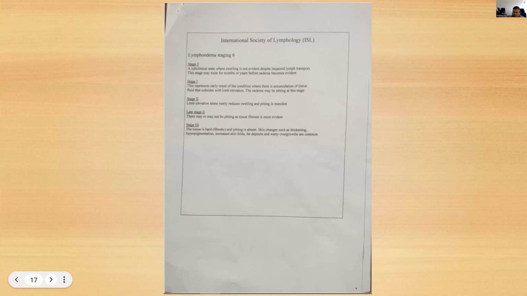Though there are more systems being developed as part of research and development, so that we have more robust systems to measure the extent of lymphedema, this is one of the standard measurements that we use. Stage 0 or 1A is known as the subclinical state, where swelling is not evident. Despite impaired lymph transport, this stage may exist for months or years before edema becomes evident.